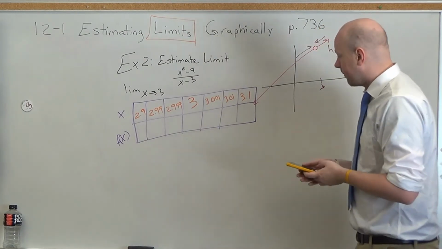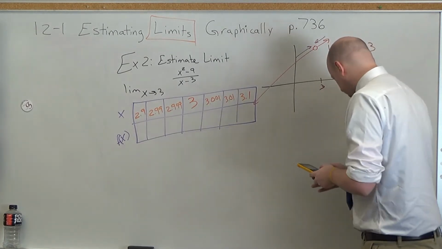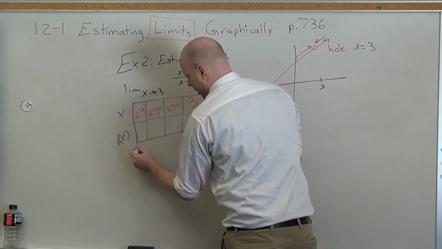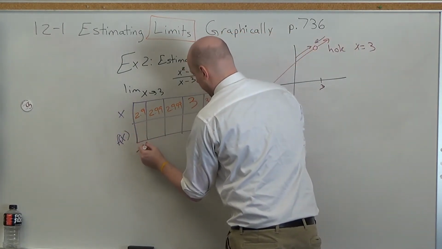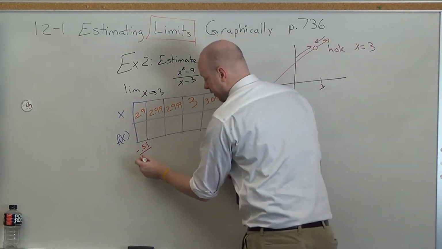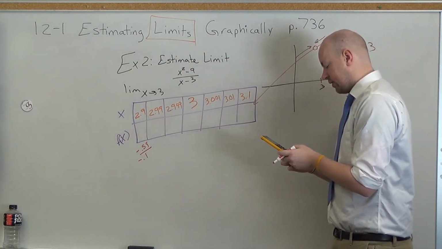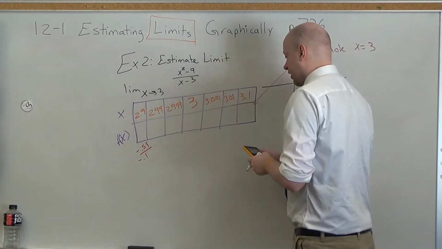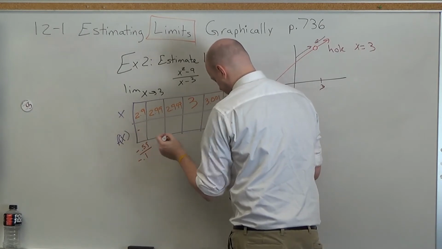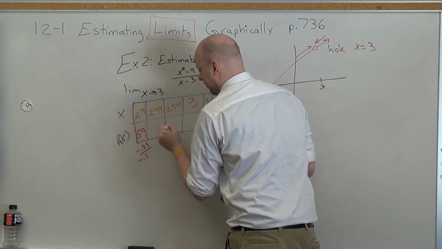We'll just do it the old-fashioned way. So I get 2.9 squared minus 9. That would give me up top a negative 0.59 all over 2.9 minus 3, which would be a negative 0.1. So I get negative 0.59 divided by negative 0.1, which should just be 5.9.